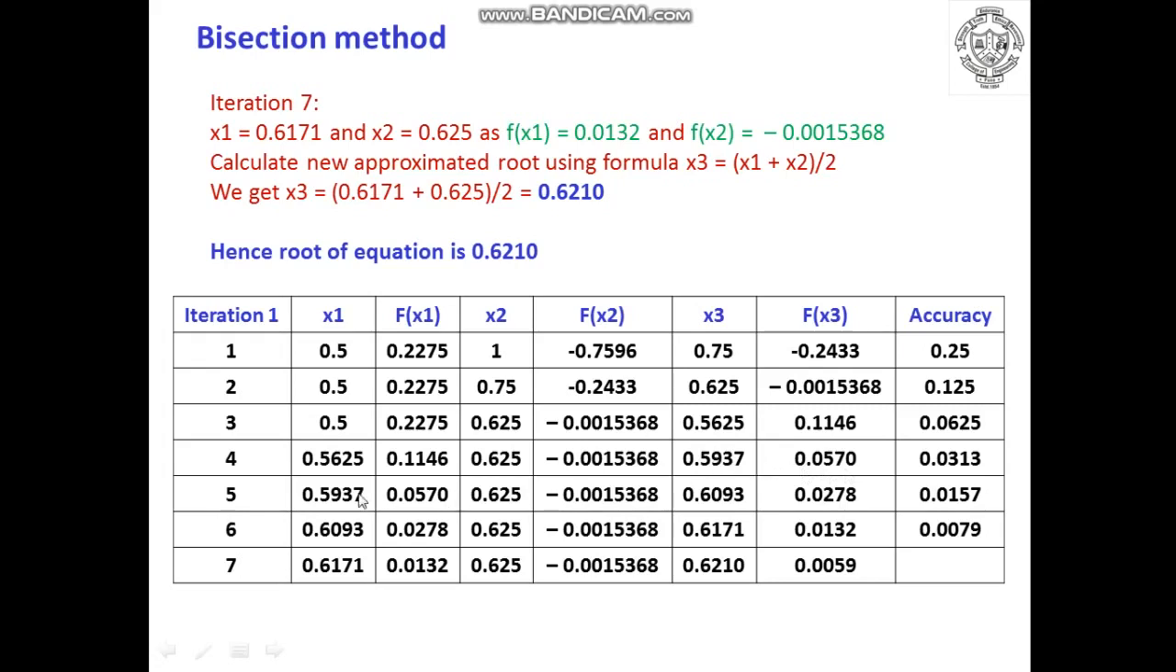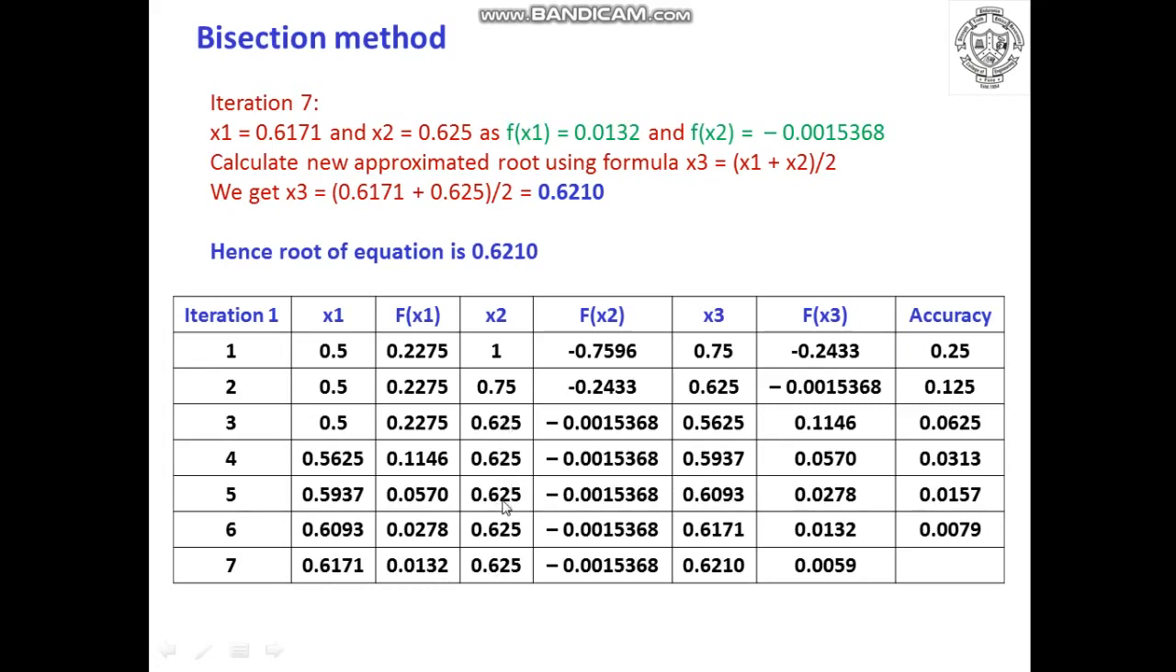So you can replace your x1 with the value of x3. For the fifth iteration, if you find the midpoint between these two points, the answer is 0.6093, and again the function is positive, so you have to replace your x1. For the sixth iteration also, the function of the midpoint, that is 0.6171, is also positive, so you have to replace your x1.